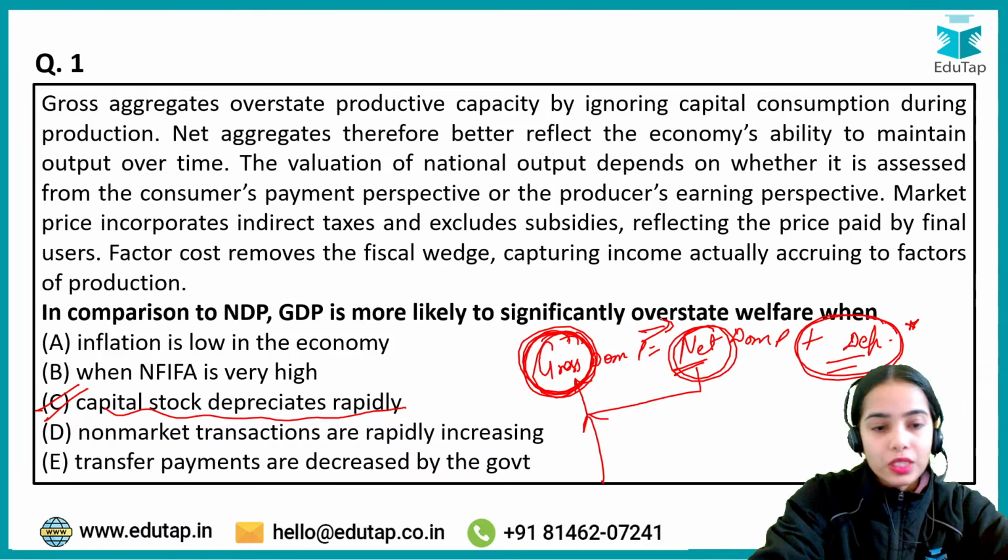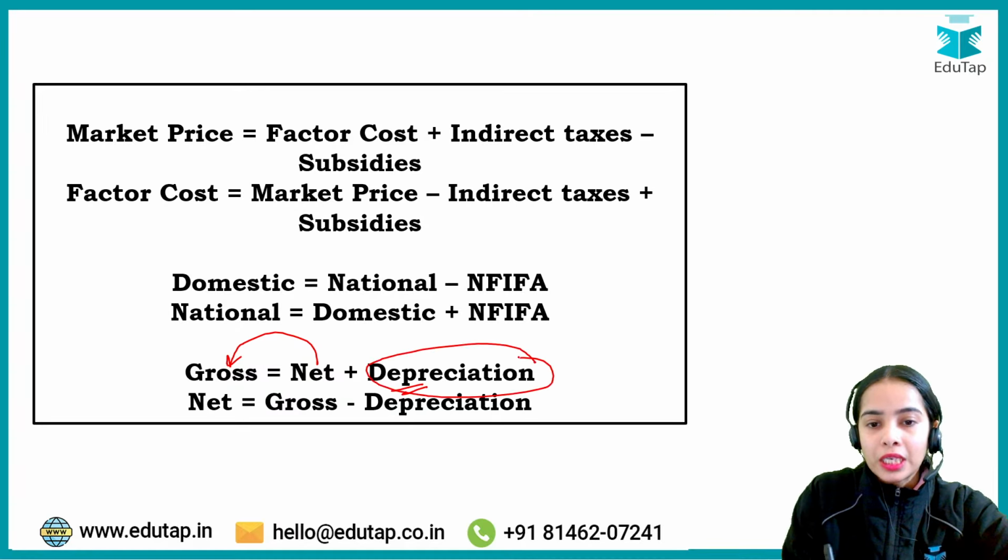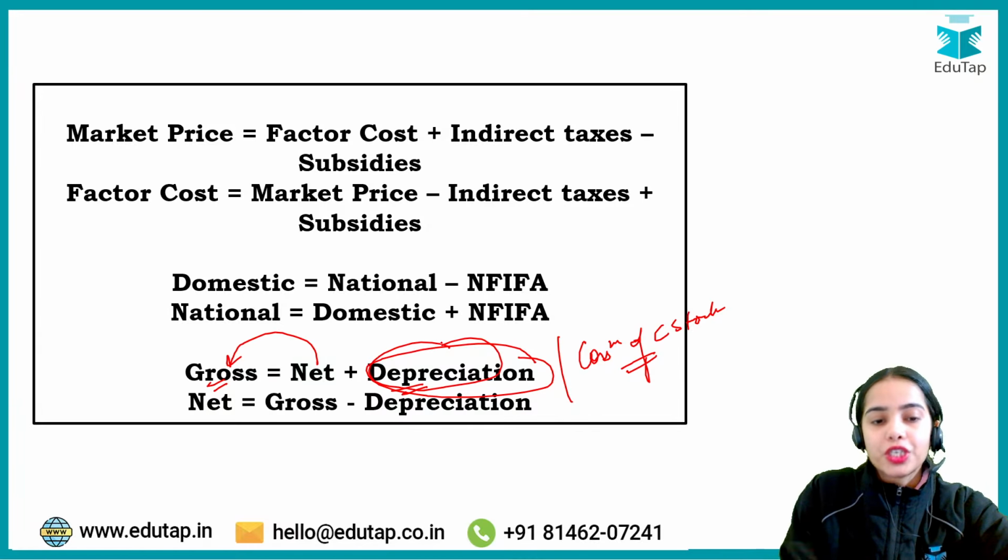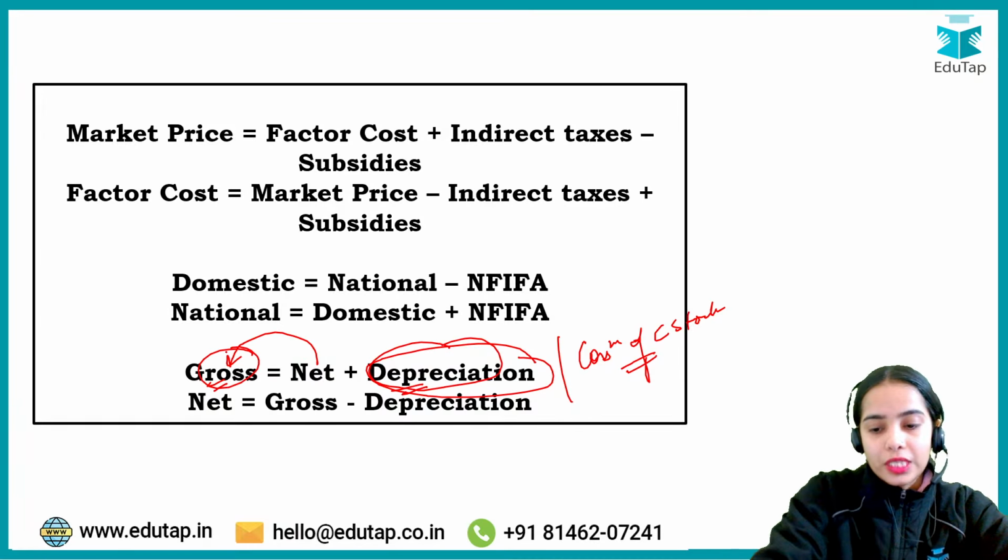Now remember that if you want to convert the net into gross, add the depreciation or the consumption of capital stock. It increases the value of the gross. It overstates because of the addition of depreciation, the gross value is overstated.